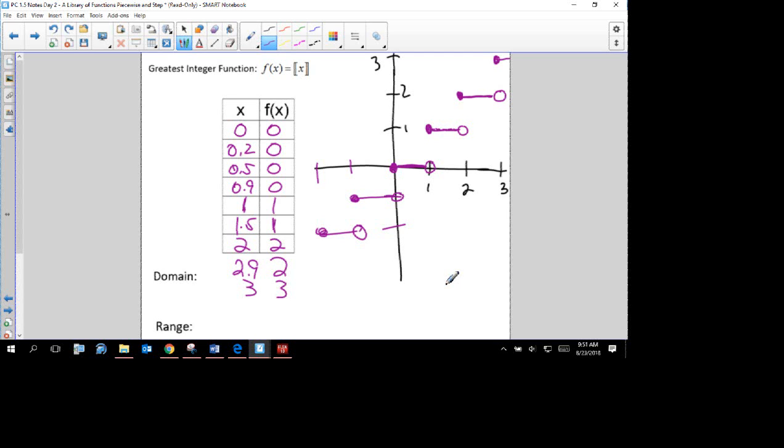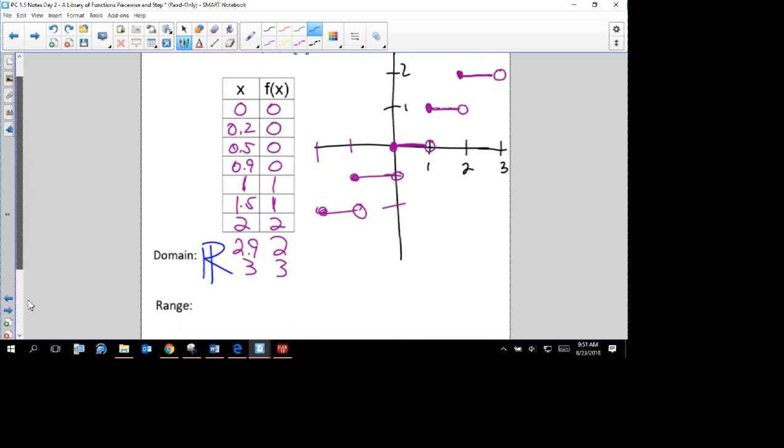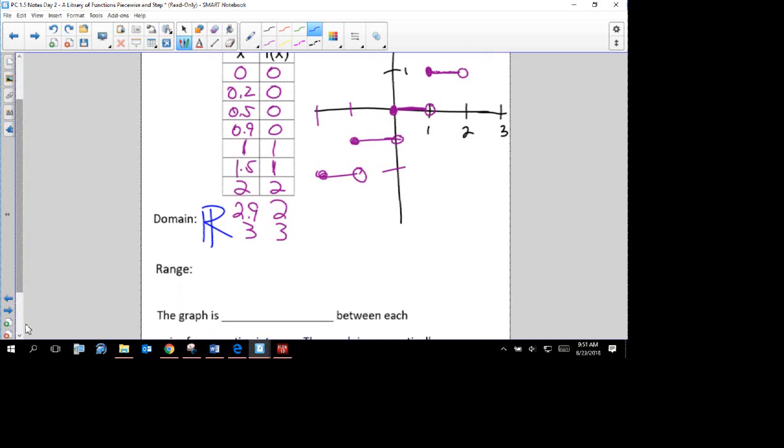And then think about what our domain could be. The domain is how far to the left and how far to the right. What x values am I allowed to plug into this little function machine? All real numbers. I can plug anything into it. Left to right, it covers every single point. But range is different. What numbers do I get out in the y column? All the integers.